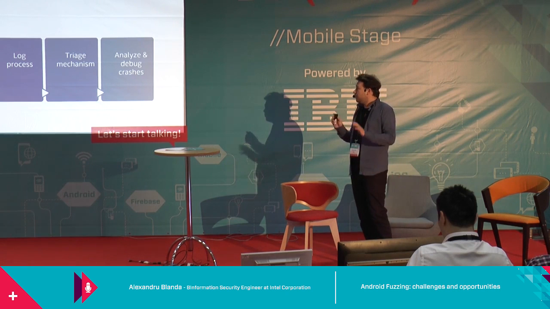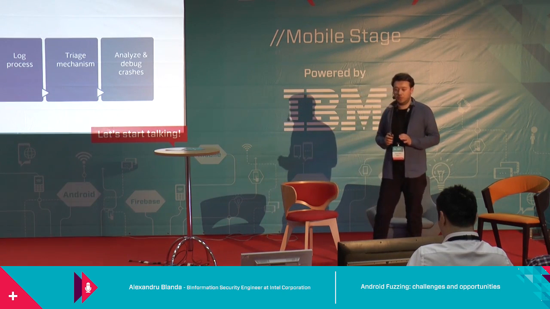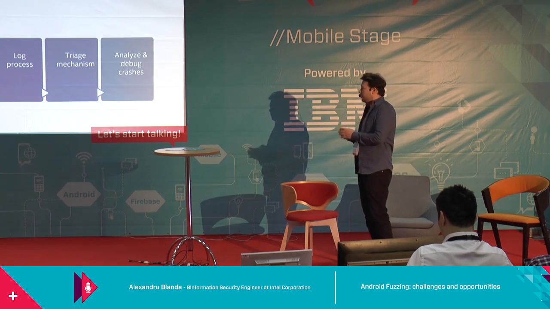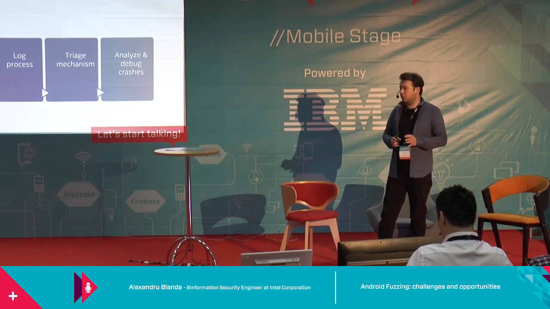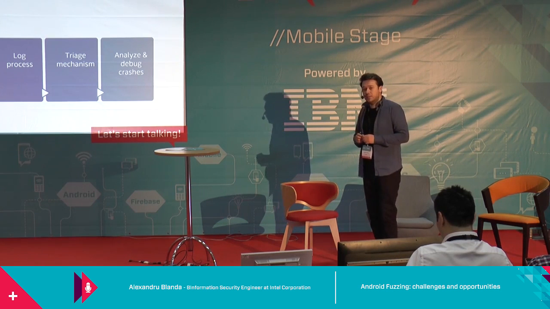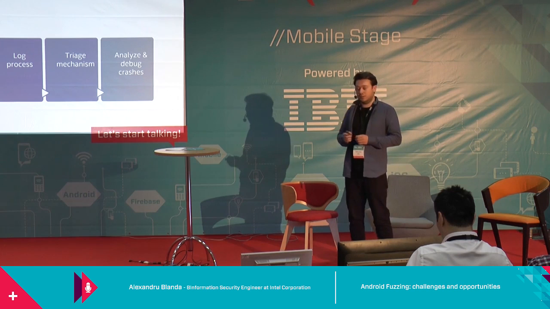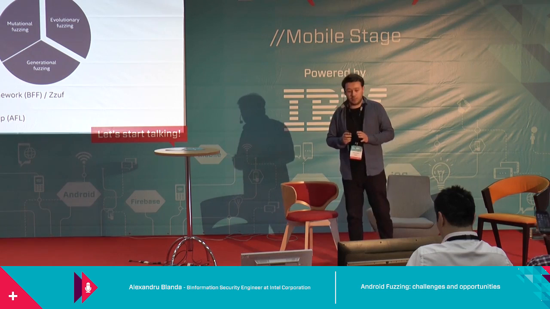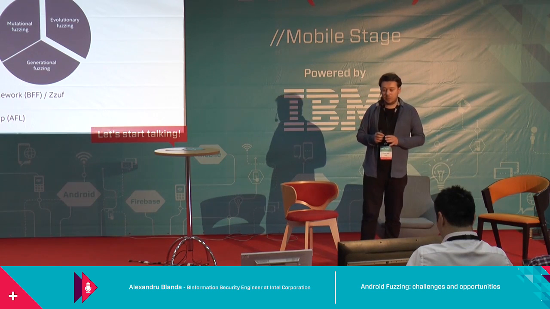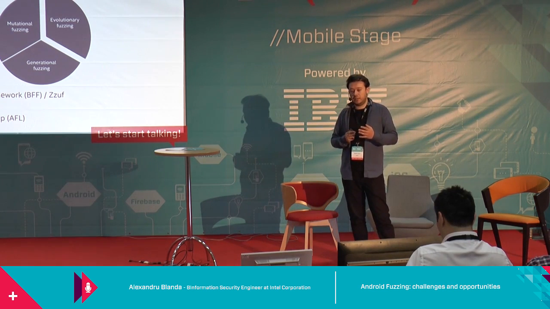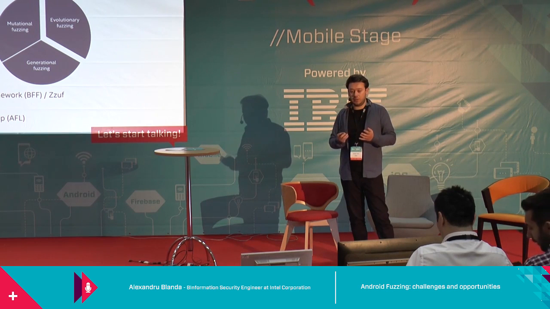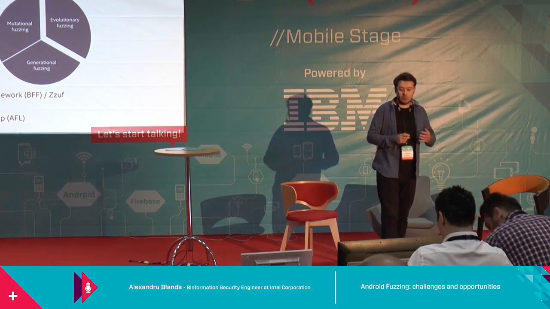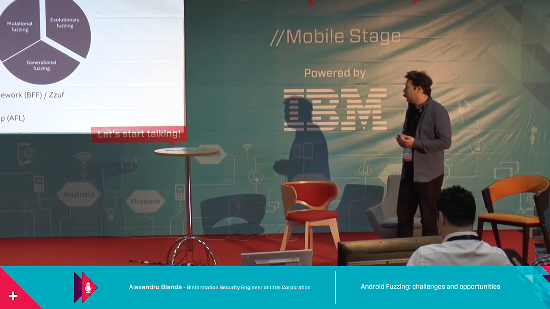Let's see some technical aspects about fuzzing in Android. Generally, there are the same steps: data generation, the logging process, the triage, and then seeing what to do with the actual crashes. The data generation can be mutational or generational, which means that we can take an input that is already formed and try to malform it, or we can create it from scratch based on a certain format or specification.